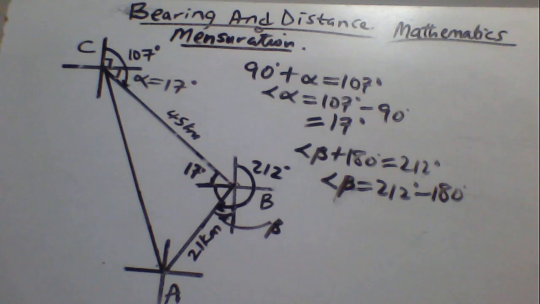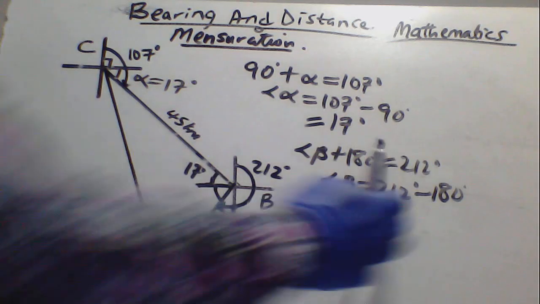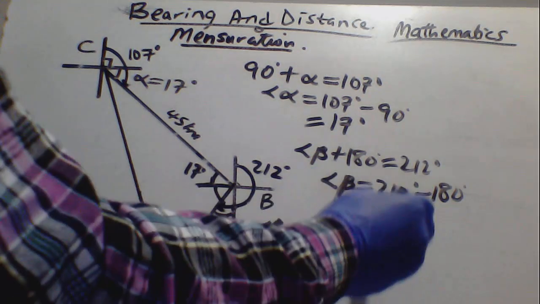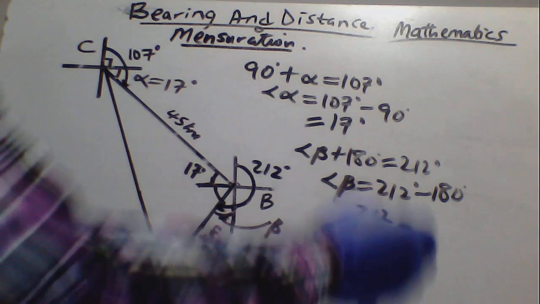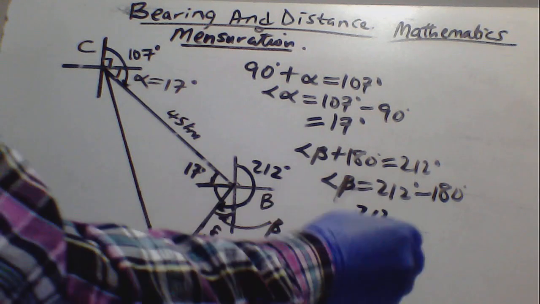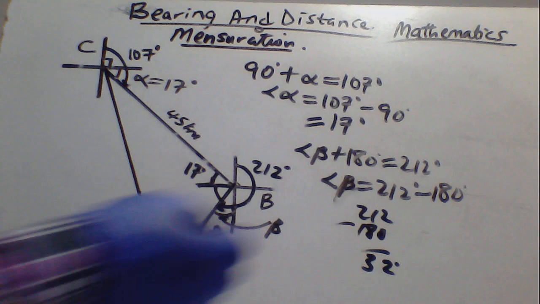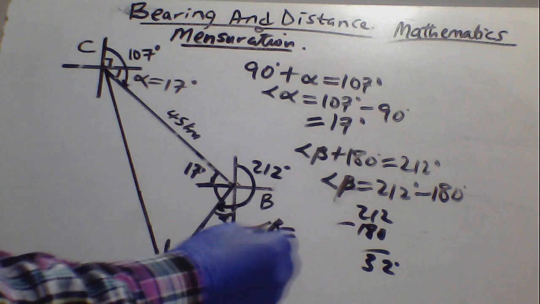So how do we proceed? If you do that, what do you have? Subtracting it, so let's do it. From here we have 180 and 212. Bring 2 down, carry 1, put here, that gives us 32. Is it not 32 degrees? So angle beta is equal to 32 degrees.